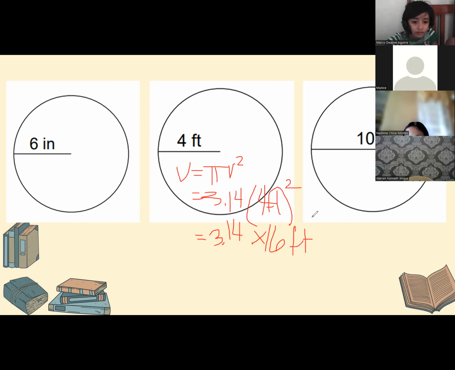Feet squared. Very good. Now you're ready to multiply the 16 feet squared by 3.14. Teacher, how do you do it? 5 feet, then you have 16. It became 16. Okay, very good.